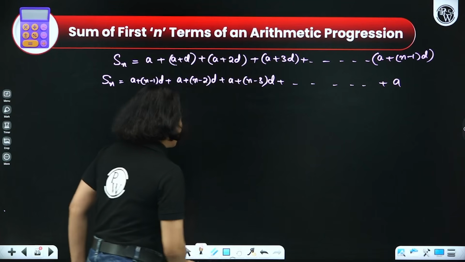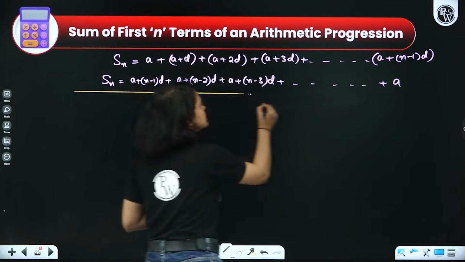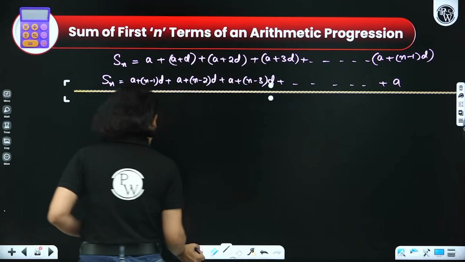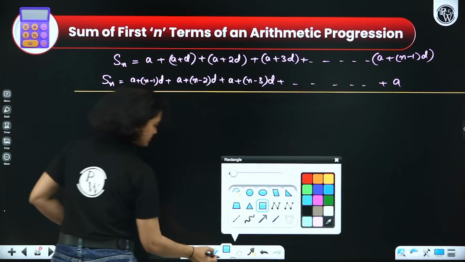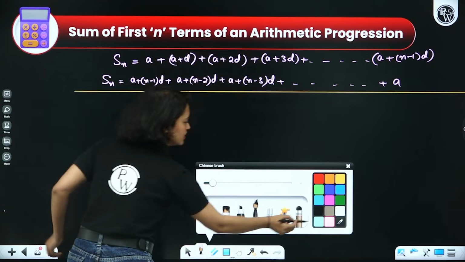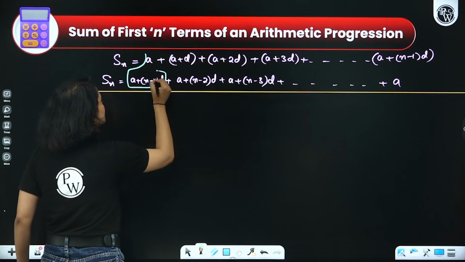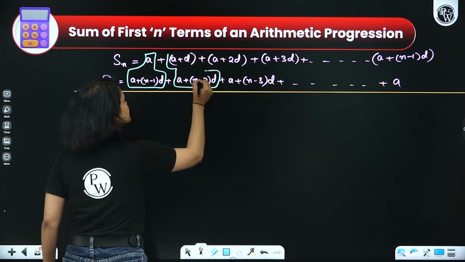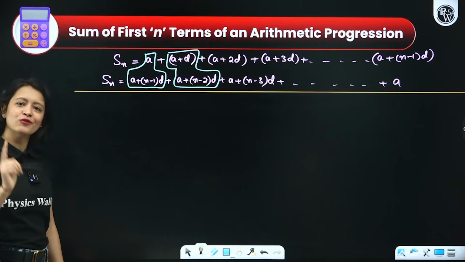Now, we are going to simply add, guys, and we are going to add in a similar way like we added the numbers from 1 to 100. So, what is that way? I am going to add A with A plus (n minus 1)D. I am going to add A plus D with A plus (n minus 2)D. And so on and so forth. So, let's see what we are getting.